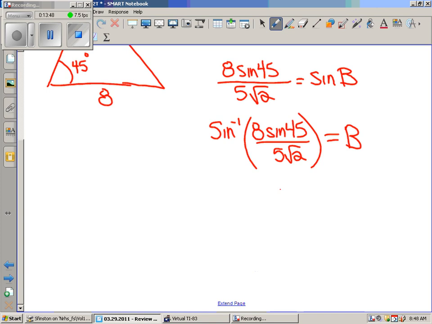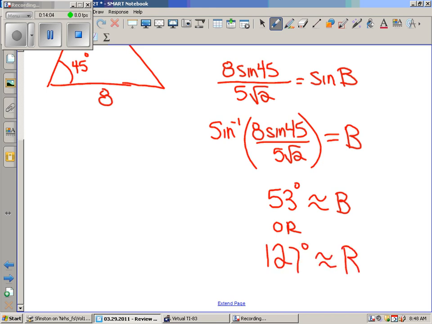53. B is approximately equal to 53 degrees. And what's the other option for B? 180 minus 53, that's 127. 127 is approximately equal to B as well. The question is, do both of them fit? If they both fit, how? Exactly, that's the point. If they both fit.